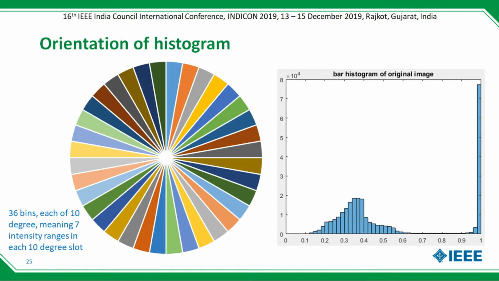So the next step is the orientation histogram. The magnitude calculated in the previous step is plotted as a histogram. For that, the 360 degrees of a circle is divided into 36 bins, where each bin covers 10 degrees. That means 7 intensity ranges out of 0 to 255, so each 10 degrees covers 7 intensities. The height of the histogram gives the number of pixels falling into that range.